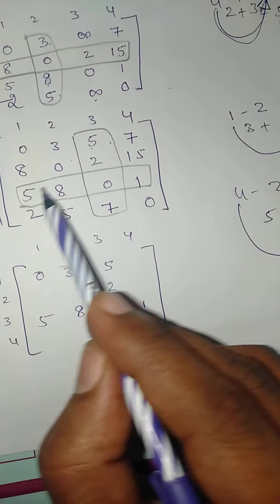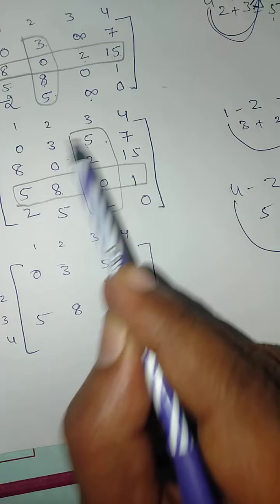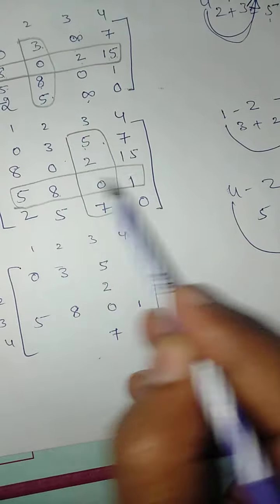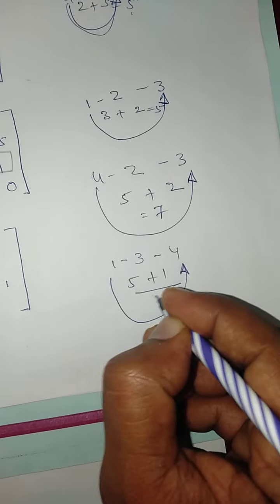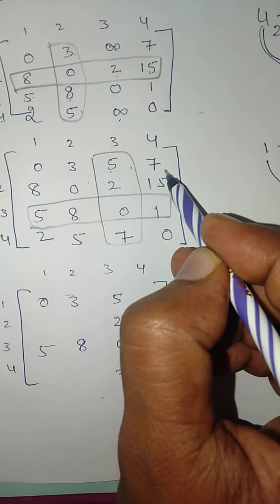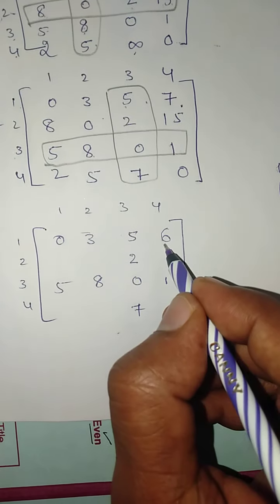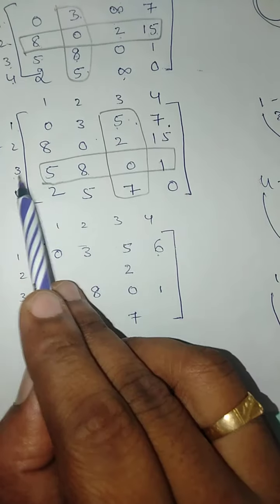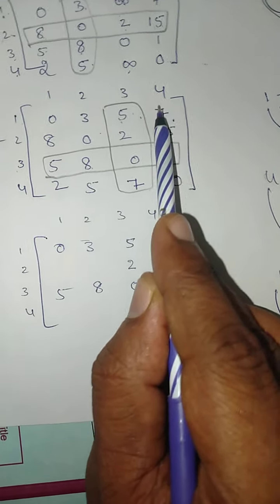Next here 1 to 3 and 3 to 4, there is a path. 1 to 3, 3 to 4, what is the cost? 5 plus 1. 1 to 4, there is a path of the cost 6. What is the current cost? 7. Therefore we have a better path, therefore replace with 6. Done. So I repeat, 1 to 3, 3 to 4, 5 plus 1, 6. 6 is less than 7, so replace 7.